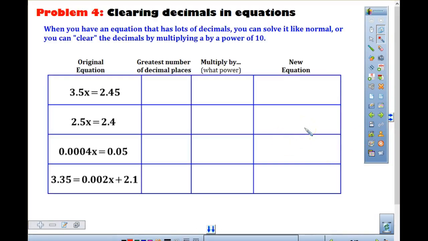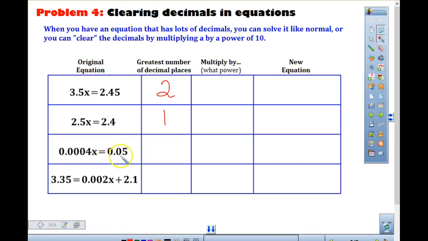But as you look at clearing fractions on the bottom, page 25, because when you have an equation with lots of decimals, you can solve it like normal, or you can clear the decimals by multiplying by a power of 10. So in each equation, what I want you to do is tell me what is the greatest number of decimal places. So in this first one, the greatest number of numbers behind my decimal point is 2. Please do that for the next 2. What's the greatest number behind? The next one is 1, right?